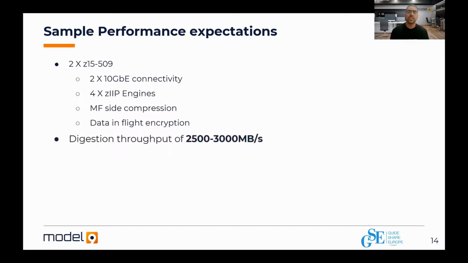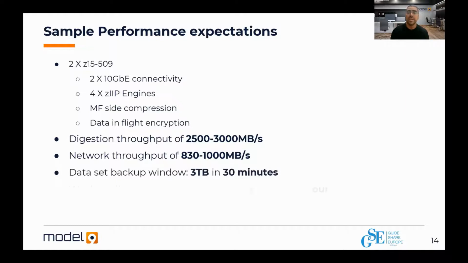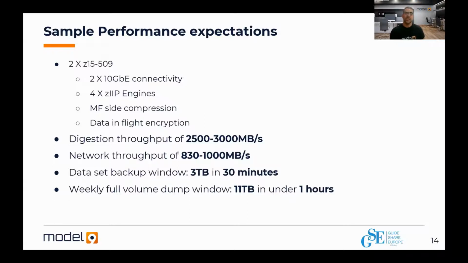This configuration, for example, can go as high as 2.5 to 3 gigabytes per second of throughput. Translated into the network throughput needed, as the compression ratio varies. This is a tricky one, but let's assume a 3:1 compression ratio. This is what will need to go over your network infrastructure in order to reach the object storage. So backup windows and archive windows really go down dramatically. For example, a dataset backup of 3 terabytes in under 30 minutes, full volume dumps of 11 terabytes in under an hour. So really very fast and very capable.